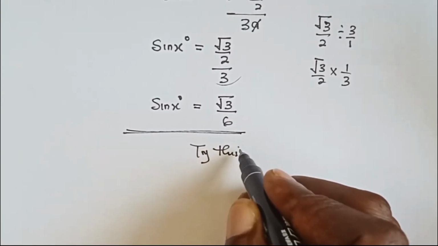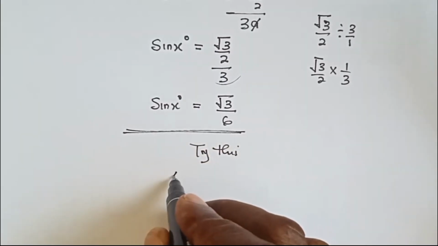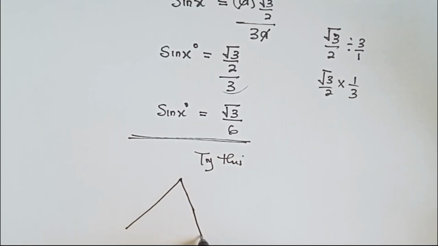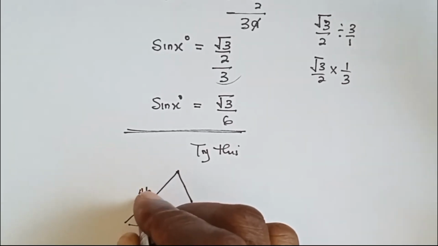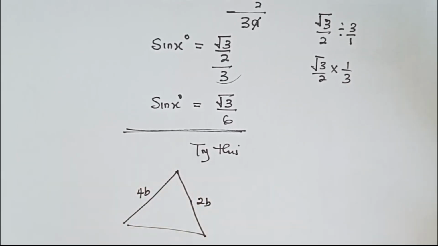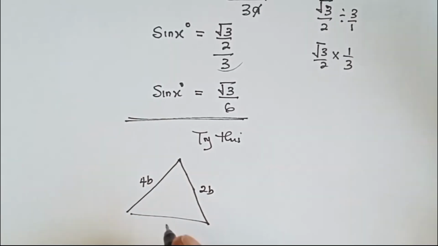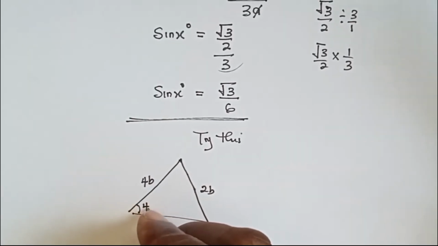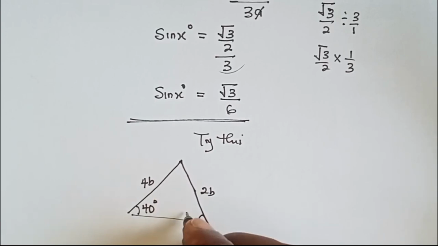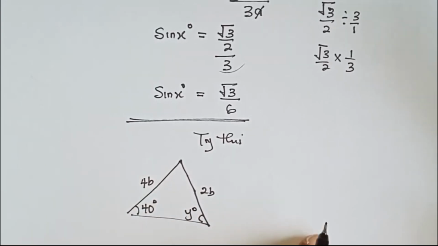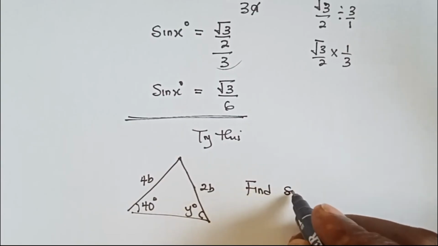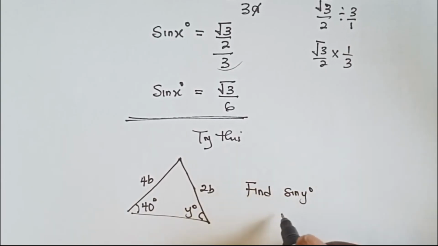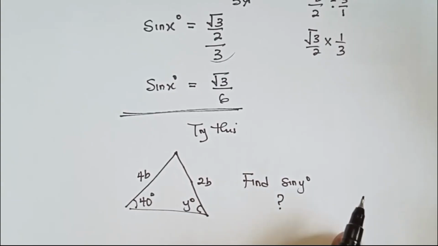Let's try something similar. Okay, so I have this diagram. This is 4b, this is 2b, then I have this angle to be 40 degrees, and y here is y degrees. You have to find the value of sine y degree. Alright, so find sine y degree.